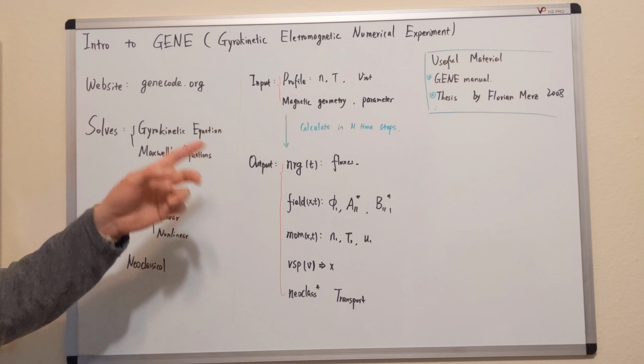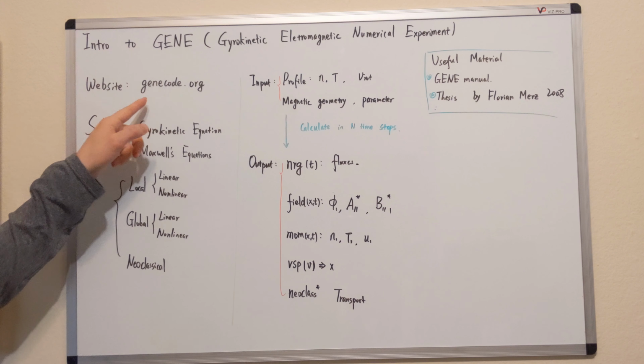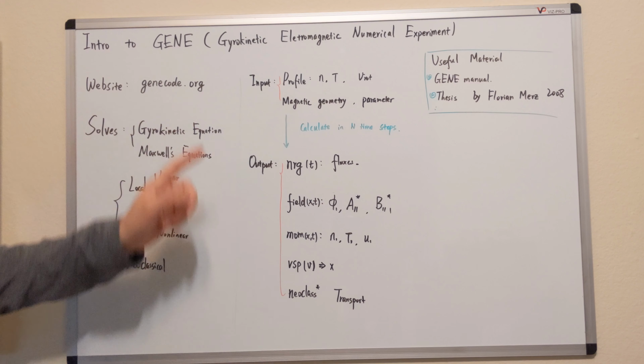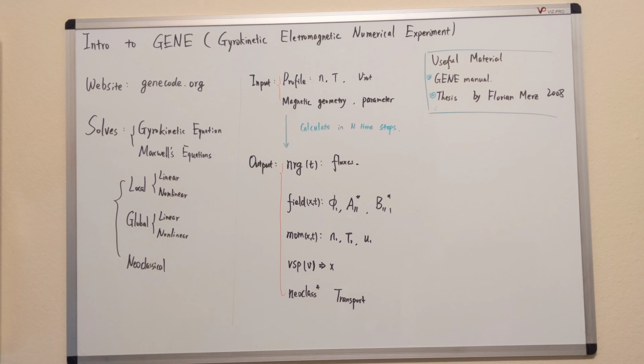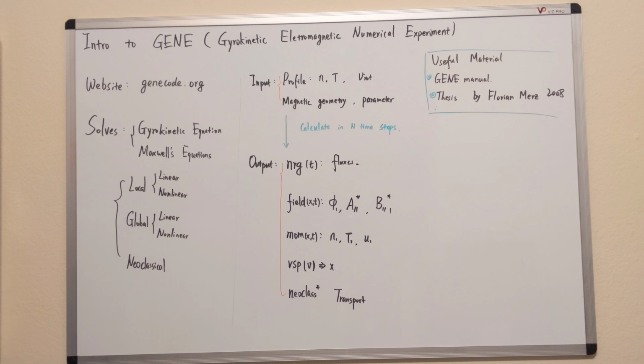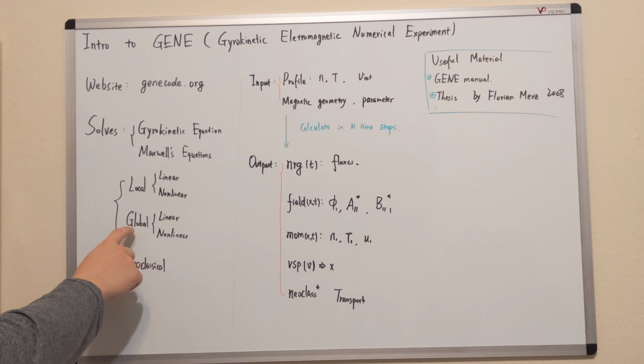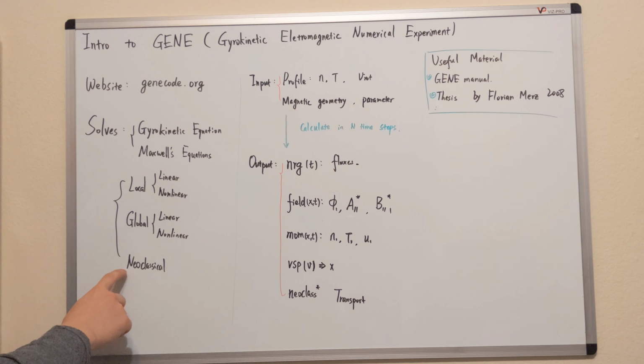To check, if you Google GENE, you will get a lot of biology stuff. But you can just log into the official website genecode.org. What it basically does is solve the gyrokinetic equation and Maxwell's equation on a grid, advancing in terms of time steps. It does local linear, local nonlinear, global linear, and global nonlinear runs, and it also solves neoclassical diffusion.